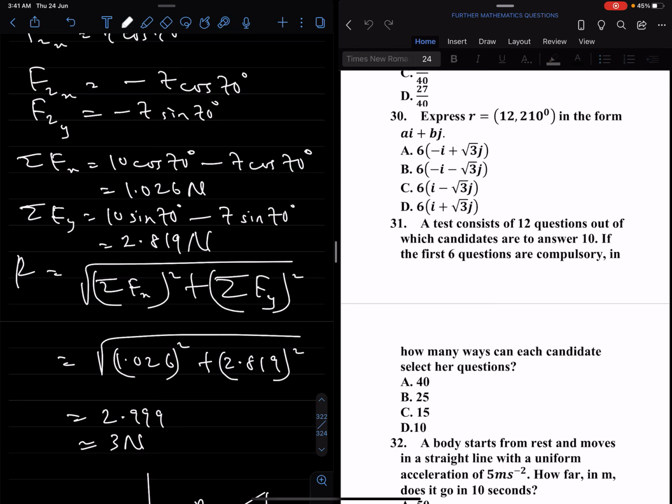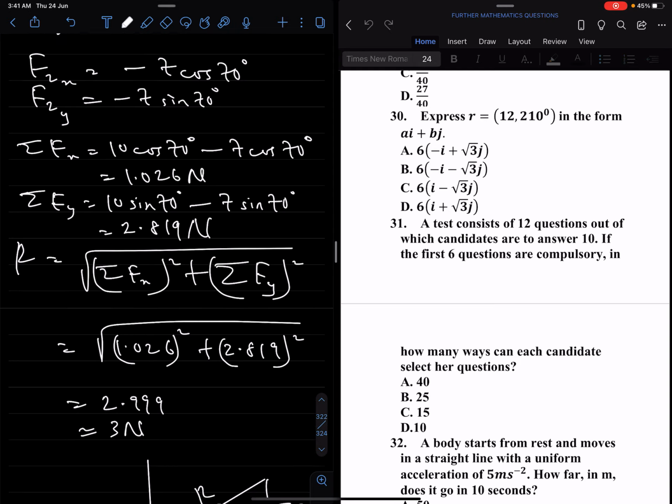Welcome back, everybody. Today we're going to continue with the past questions, and the next question is number 30. Let's go straight to it. Number 30.